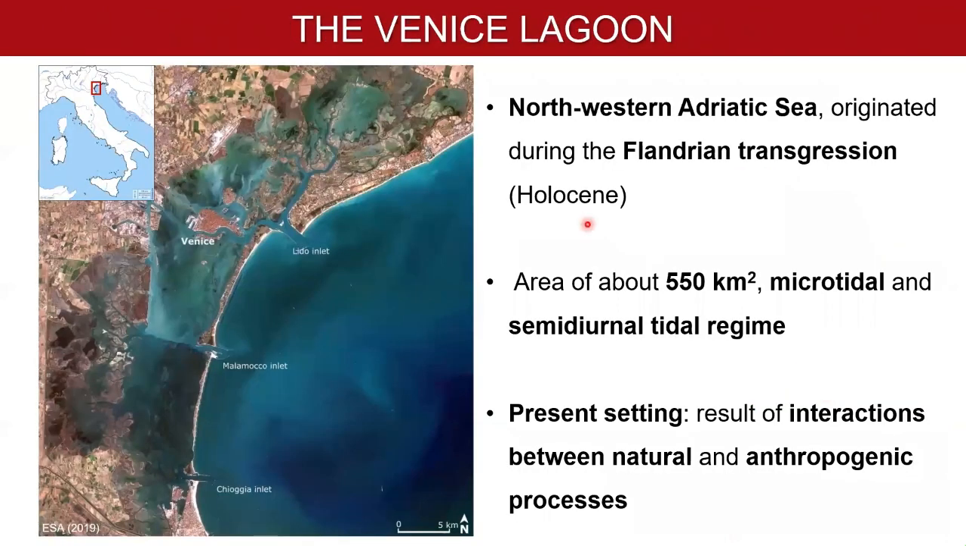The present study focuses on a variety of tidal creeks that cut through different saltmarshes of the Venice lagoon from north to south. The Venice lagoon, which originated during the Flandrian transgression, is an elongated water body oriented northeast-southwest that covers an area of about 550 square kilometers. It has a microtidal and semi-diurnal tidal regime, and its present setting is the result of interaction between natural and anthropogenic processes.